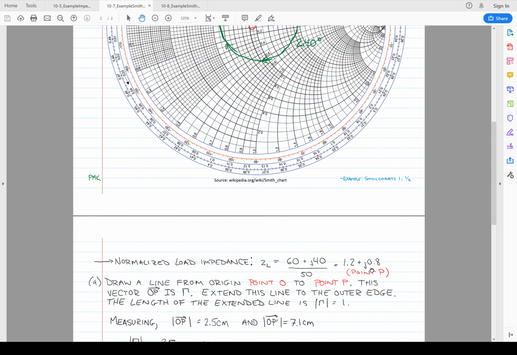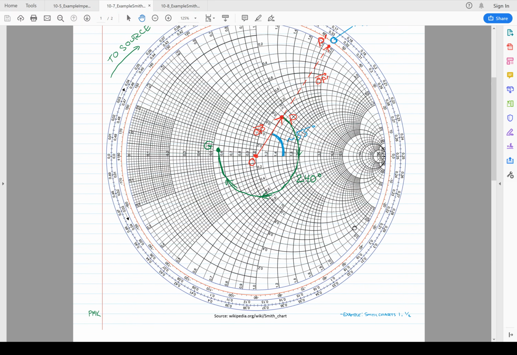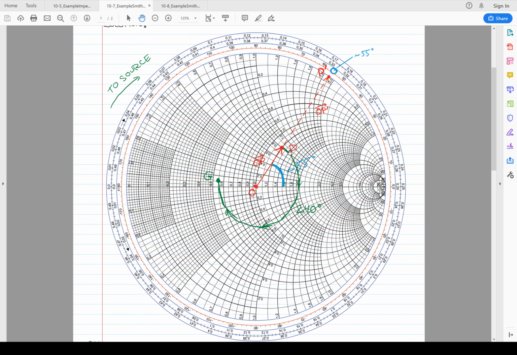So let me do that. That's point P. Here's point P in red. And why is it where I say it is? Well, that's 1.2. You see the 1.2 right there? That's 1.2 on the R circle. We follow the R circle around 1.2, and then that meets the 0.8 X circle, right? And that is the point P right there.